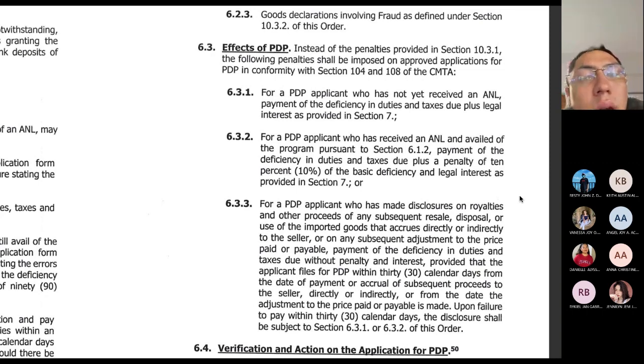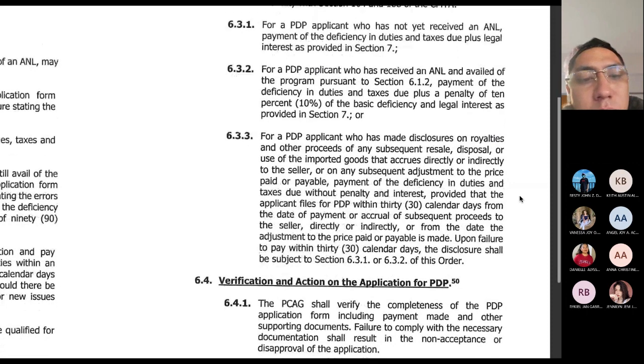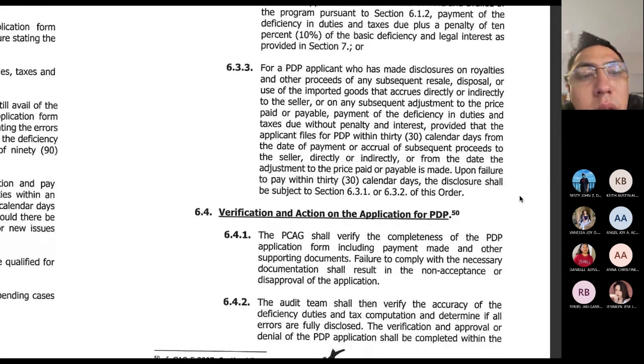as provided in Section 7, or 6.3.3, for a PDP applicant who has made disclosure on royalties and other proceeds of any subsequent resale, disposal, or use of the imported goods that accrues directly or indirectly to the seller, or any subsequent adjustment to the price paid or payable: payment of the deficiency in duties and taxes due without penalty and interest, provided that the applicant files for PDP within 30 calendar days from the date of payment or accrual of subsequent proceeds to the seller, directly or indirectly, or from the date the adjustment to the price paid or payable is made. Upon failure to pay within 30 calendar days, the disclosure shall be subject to Section 6.3.1 or 6.3.2 of this order.